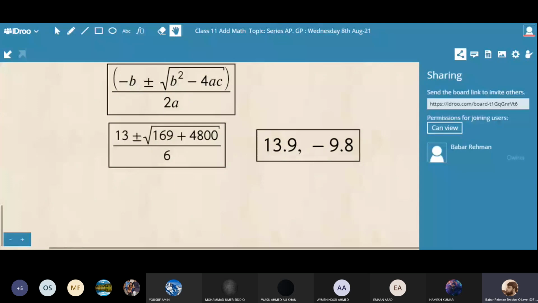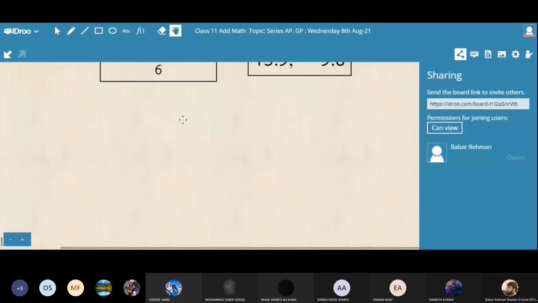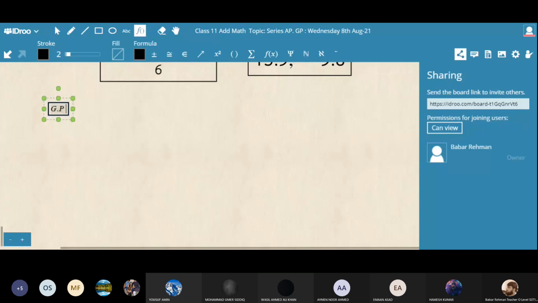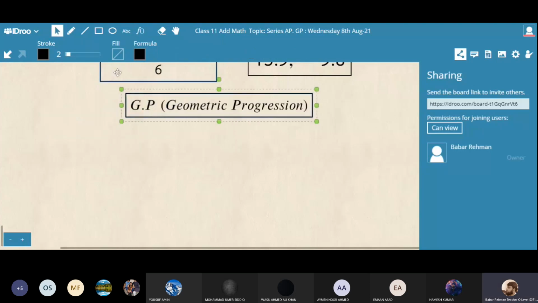Okay, now student, today we are studying sum to infinity. Now put the heading GP. GP means geometric progression. So now put the heading geometric progression. Okay, can anybody tell me what is GP? What is the nth term of a GP sequence, the common form of a GP sequence? Yes, tell me please, what is that?